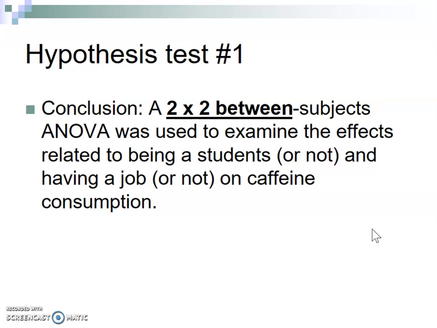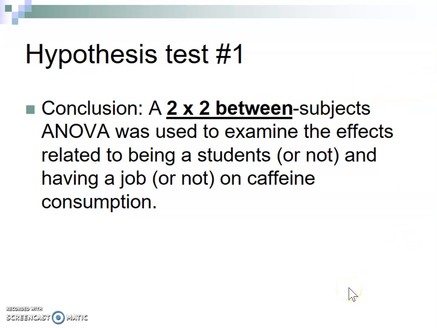So again, remember that those two numbers represent the number of levels in factor 1, student, we had students versus non. This is the number of levels in factor 2, job, we had people who had a job versus people who didn't have a job. It was a between subjects design because we had completely different people in each of those groups. And so we say a 2x2 between subjects ANOVA was used to examine the effects related to being a student or not, and having a job or not on caffeine consumption. So that's an example of how we might start out our conclusion.